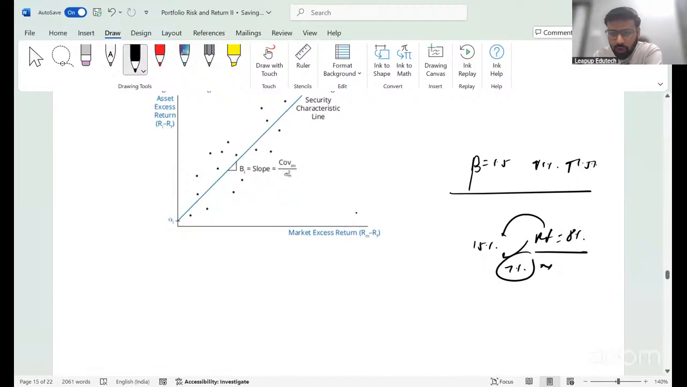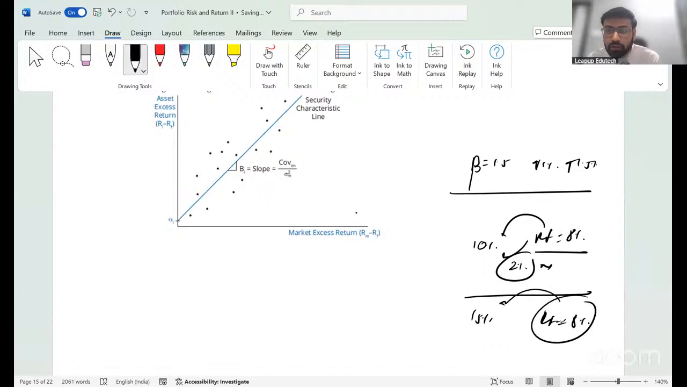Let me just put this as 10%, the return on market is 10%. So over and above the risk-free rate, market has given a return of 2%. My stock has given 15% and the risk-free rate is 8%. That is over and above the risk-free rate. My stock has given how much? My stock has given 7%. And that also comes from the beta of 1.5 because 1.5 into 10 will give me 15%.